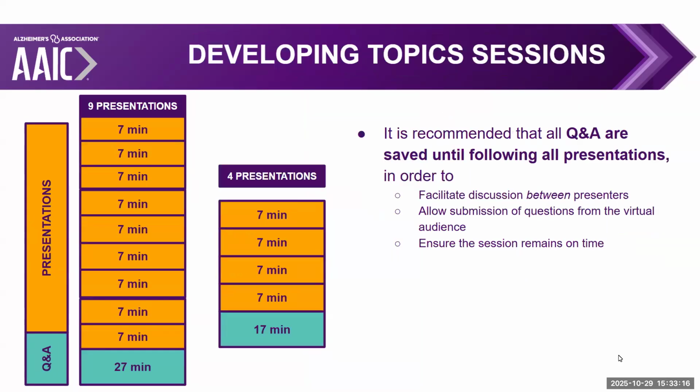Developing topic sessions are a little bit different. So these are late breaking abstracts that come in for session curation. Typically, these are about 7 minutes in length. Typically, there are about 9 presentations in the session with some Q&A time built at the end. But there are shorter developing topic sessions as well, where there may be up to 4 presentations, followed by a shorter Q&A. Again, the important thing to remember here is that you save the questions to the end to facilitate discussion between the presenters and the audience.